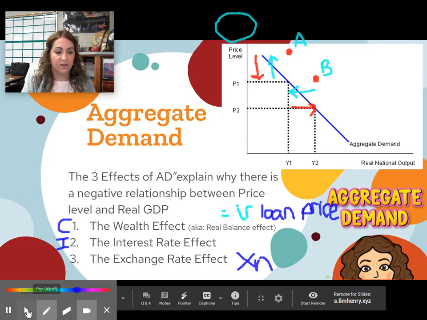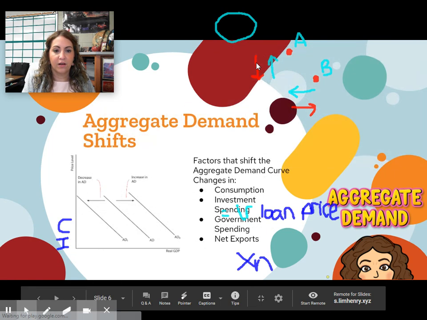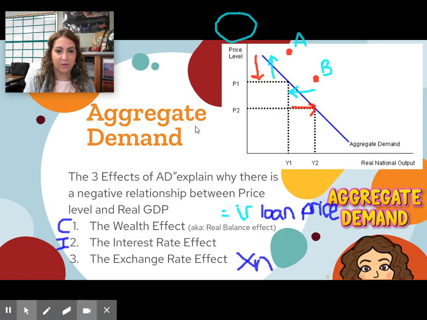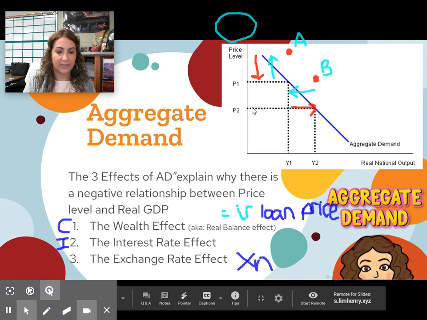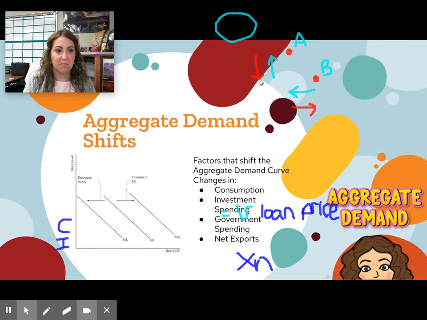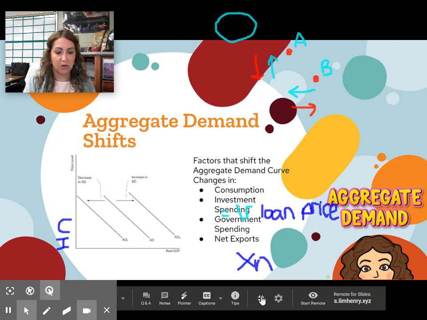If prices were to go, all my arrows. Oh, all my arrows are backwards. Can I click and drag on the arrows? I'm going to have to go to not full screen anymore.